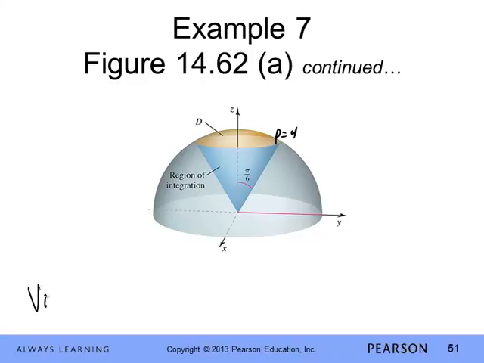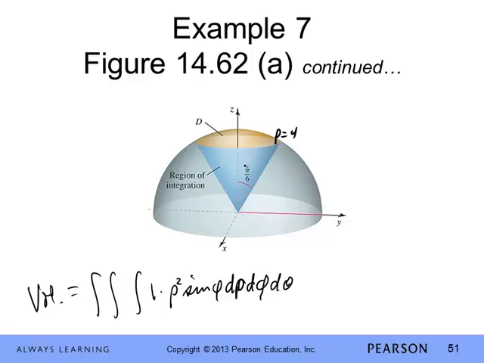So what is the volume? The volume is going to be equal to, we're integrating the function 1, and here's your dV element, rho squared sine phi d rho, d phi, d theta. Now, rho is going to go from 0 to 4. Now, phi is going to go from 0 out to pi over 6. 0 to pi over 6.